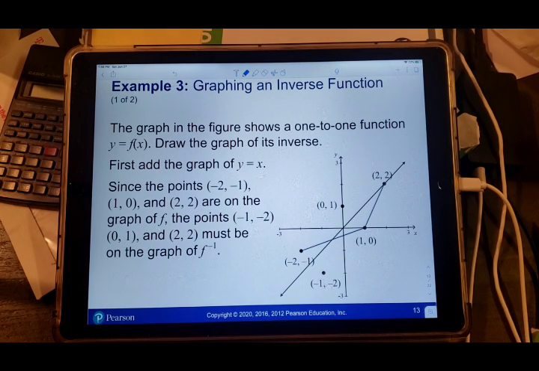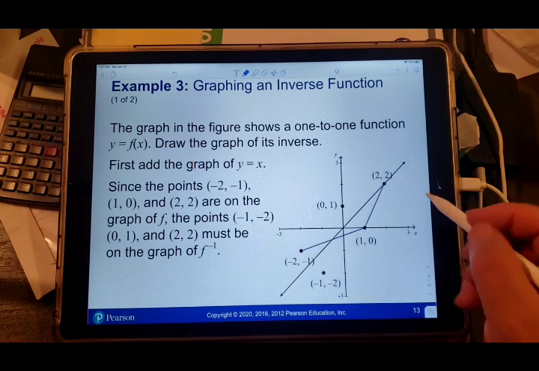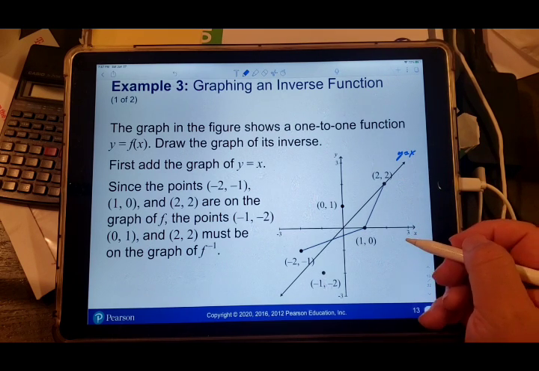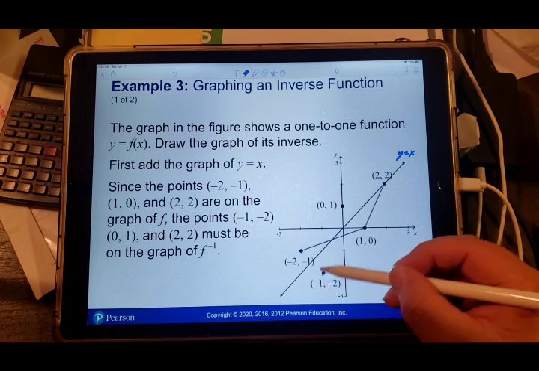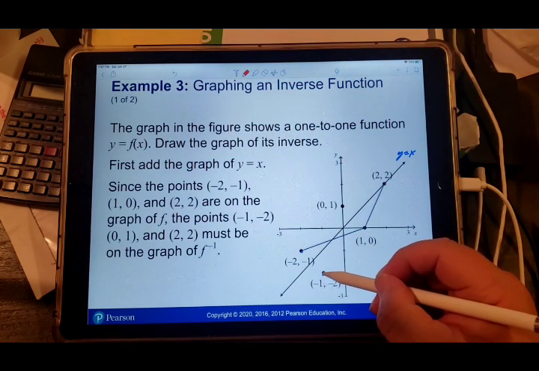And if it's not one-to-one, well, it doesn't have an inverse unless you make it one-to-one. All right, so they have this example where they generously provided you with the line y equals x, and they're going to ask you to do what I did. Switch x and y.